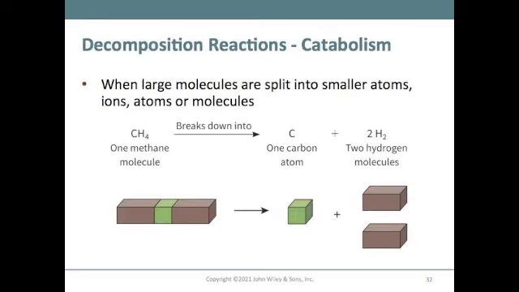That brings us to decomposition reactions, and this is also on page 39. No figure number for this. Decomposition reactions split up large molecules into smaller atoms, ions, or molecules. In this reaction, we can see how one methane molecule can be broken down into one carbon atom and two dihydrogen molecules. The decomposition reactions that occur in your body are collectively referred to as catabolism.